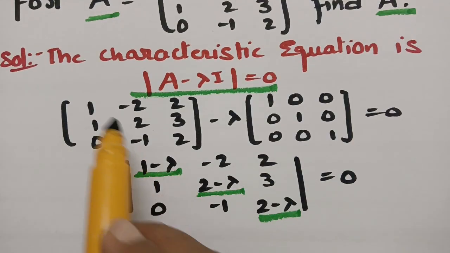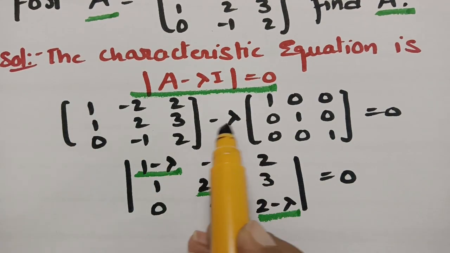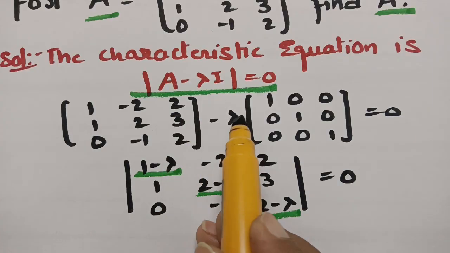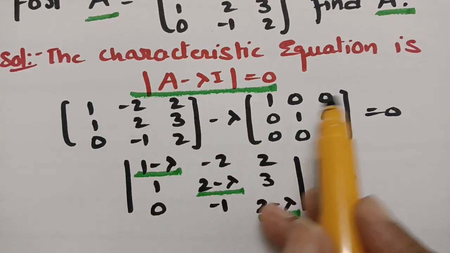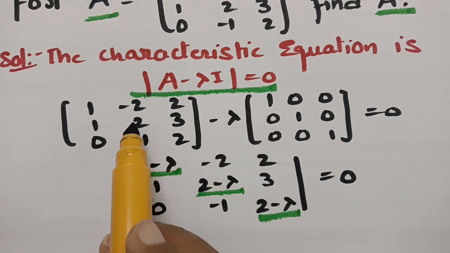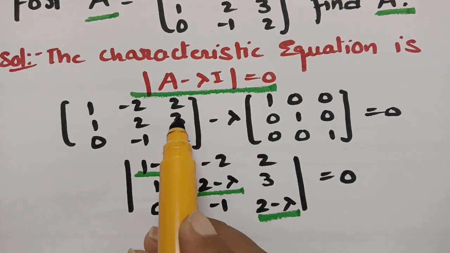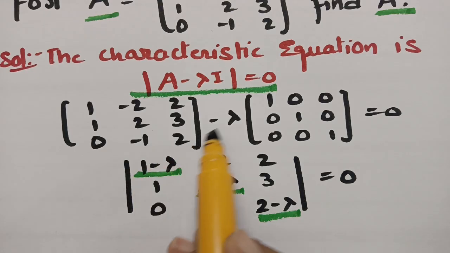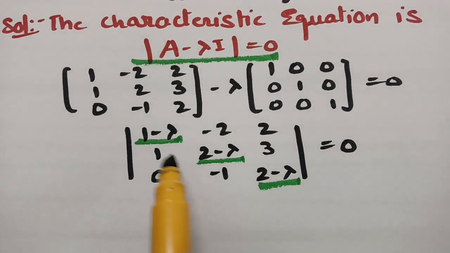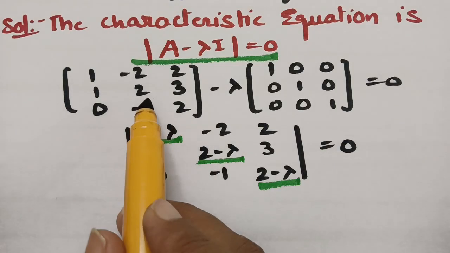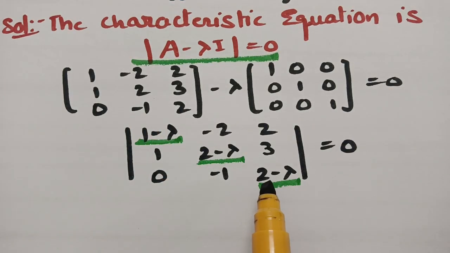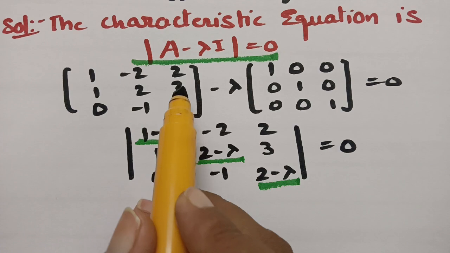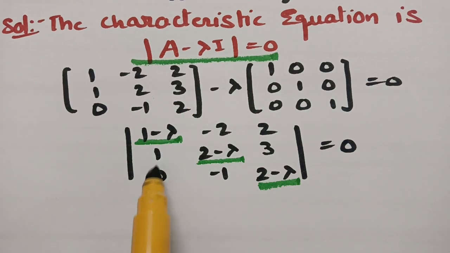It's very simple. I have subtracted, that is 1 minus lambda, minus 2 minus 0, 2 minus 0, this is 1 minus 0, this is 2 minus lambda, 3 minus 0, and 0 minus 0, minus 1 minus 0, and 2 minus lambda. So here it's so simple that from the diagonal elements of the given matrix you subtract lambda, and the remaining entries minus 2, 2, 3, and 1, 0, minus 1 are the same. So if you find the determinant, we'll be getting the characteristic equation.